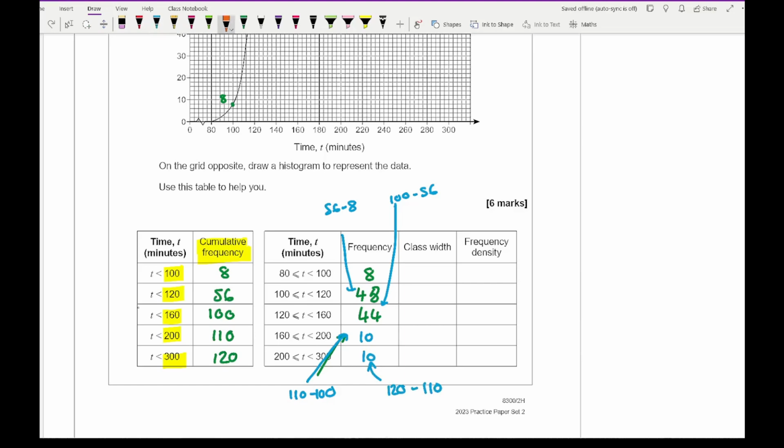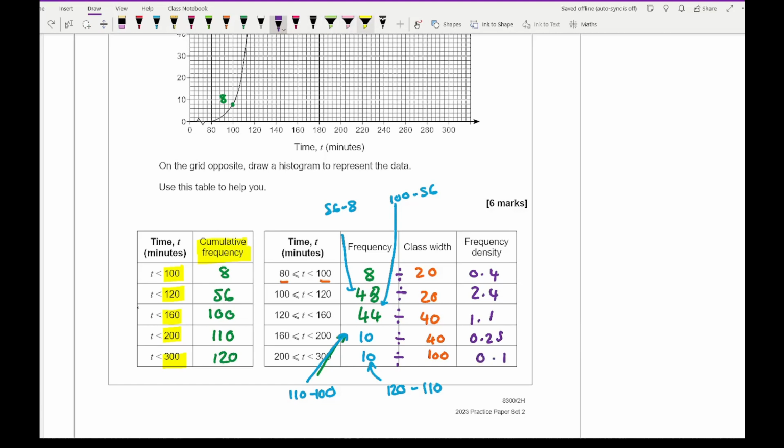I can then work out the class widths by taking away the lower bound from the upper bound. So that's going to be 20, 20, 40, 40 and 100. Then to work out the frequency density, all I've got to do is divide the frequency by the class width, which if I either use my head or use a calculator, I get 0.4, 2.4, 1.1, 0.25, and then 0.1.